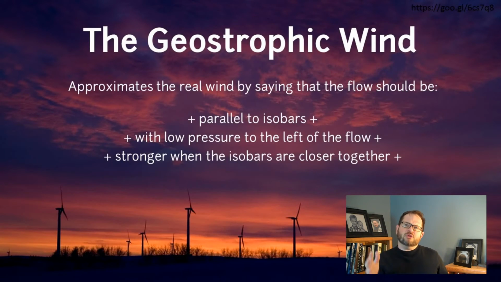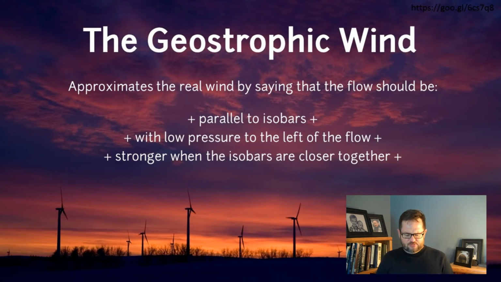So, when we're thinking about this geostrophic wind, let's say that it's an approximation to what the real or observed winds are doing, and it says that the flow should be parallel to isobars, with low pressure to the left of the flow. That's actually only true in the northern hemisphere. It'd be to the right in the southern hemisphere, but let's not worry about the southern hemisphere right now. And the flow should be stronger when the isobars are closer together, and weaker when the isobars are farther apart.